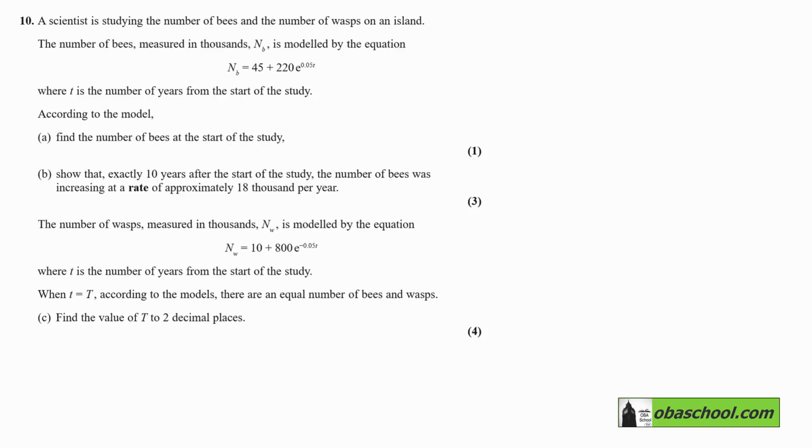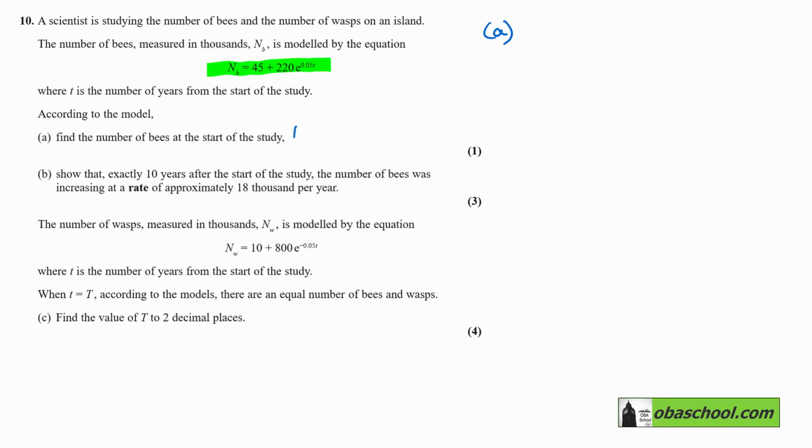A scientist is studying the number of bees and the number of wasps on an island. The number of bees measured in thousands, NB, is modelled by the equation NB is equal to 45 plus 220 e to the 0.05t, where t is the number of years from the start of the study. According to the model, find the number of bees at the start of the study.